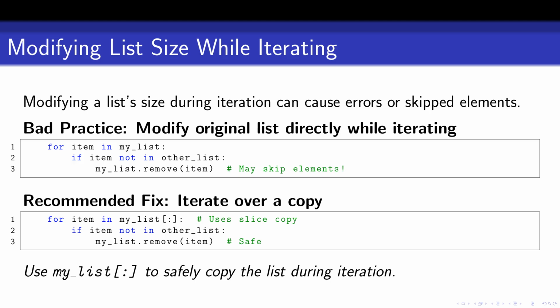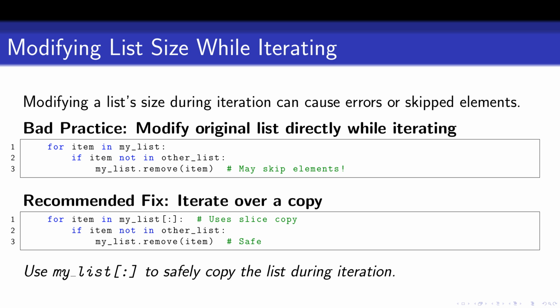Modifying the size of a list while iterating through it can be risky and often leads to logic errors or skipped elements. This is because removing items shifts the positions of remaining elements, which can throw off your iteration. A common mistake is to use a for loop directly on the original list, while simultaneously deleting items.